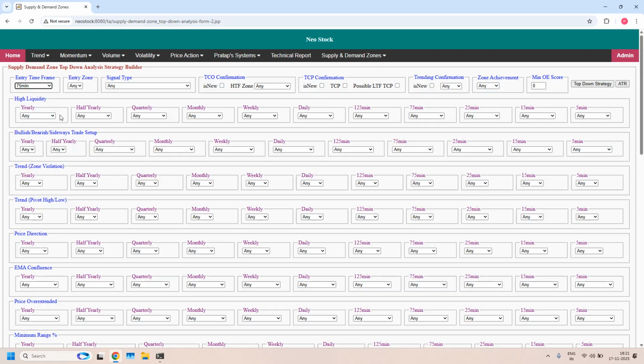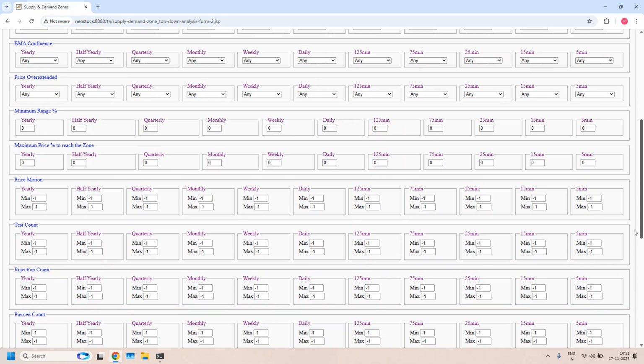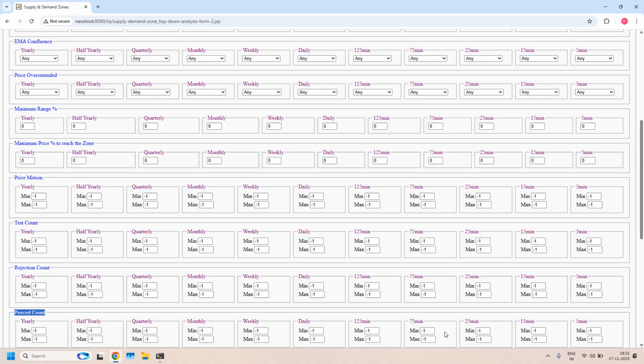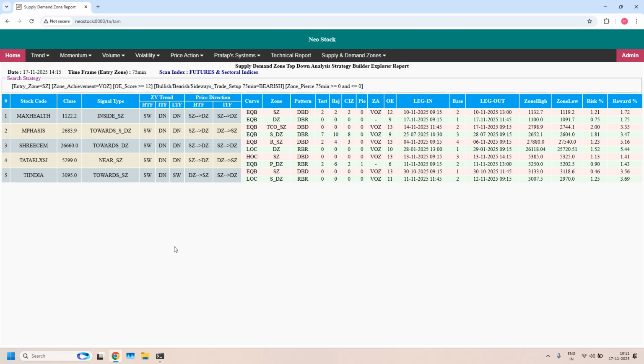Entry time frame 75 minutes, entry zone, supply zone. Here bullish or bearish at 75 minutes. I am selecting bearish. Zone achievement VOZ. Minimum odd enhance score 12. And also 75 minutes supply zone should not be pierced. So in the pierced count parameter at 75 minutes time frame, minimum value is 0, maximum value is 0. With these filters, we got 5 stocks.